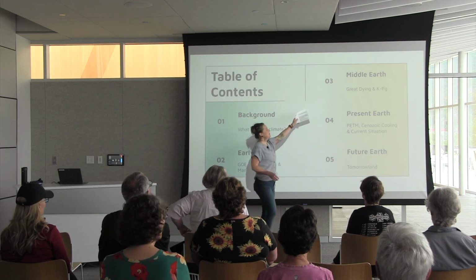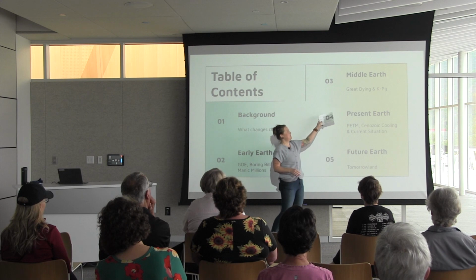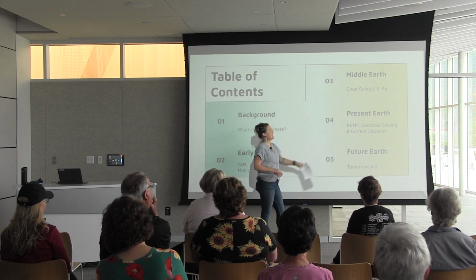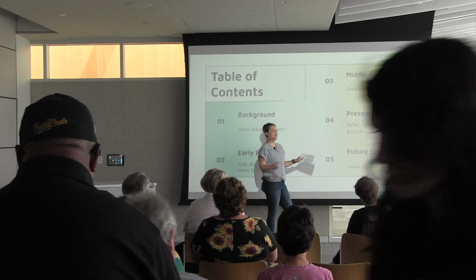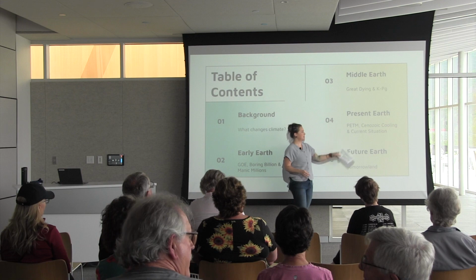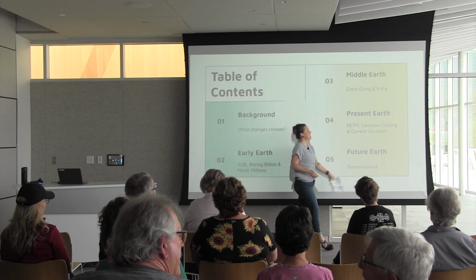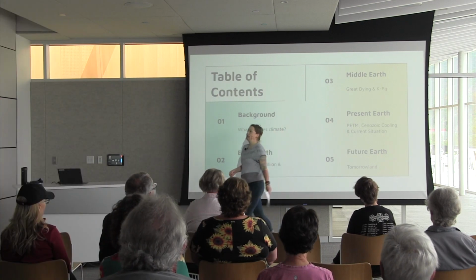Then we'll get into Middle Earth, which is basically the Paleozoic and Mesozoic, and it's the time of death. So I'm going to talk about the Great Dying and the KPg Extinction Event. Then we'll get into our present Earth. This is basically the past 66 million years, and we'll talk about the Paleocene-Eocene Thermal Maximum, Cenozoic cooling, and then our current situation. And then we'll have fun thinking about future Earth.